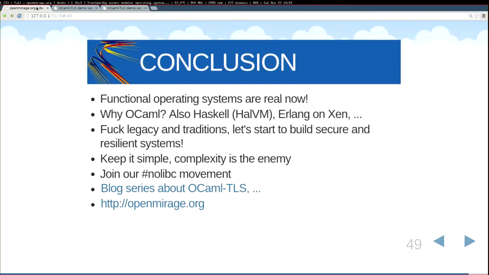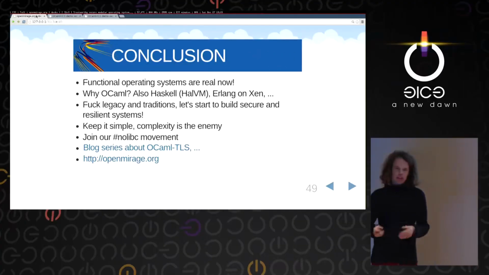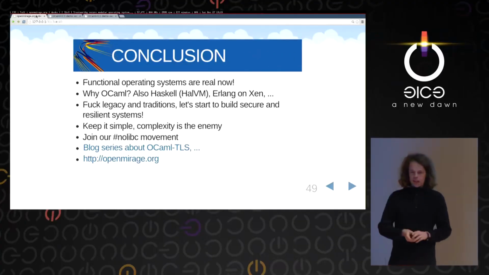So, to conclude this talk, I think functional operating systems are real now. I use Jackline as my day-to-day XMPP client. You might ask, why OCaml? Well, because Mirage OS was there, but there are other unikernel-based approaches, in Haskell called HaLVM, and there's Erlang on Xen, so you can execute Erlang directly on the machine.